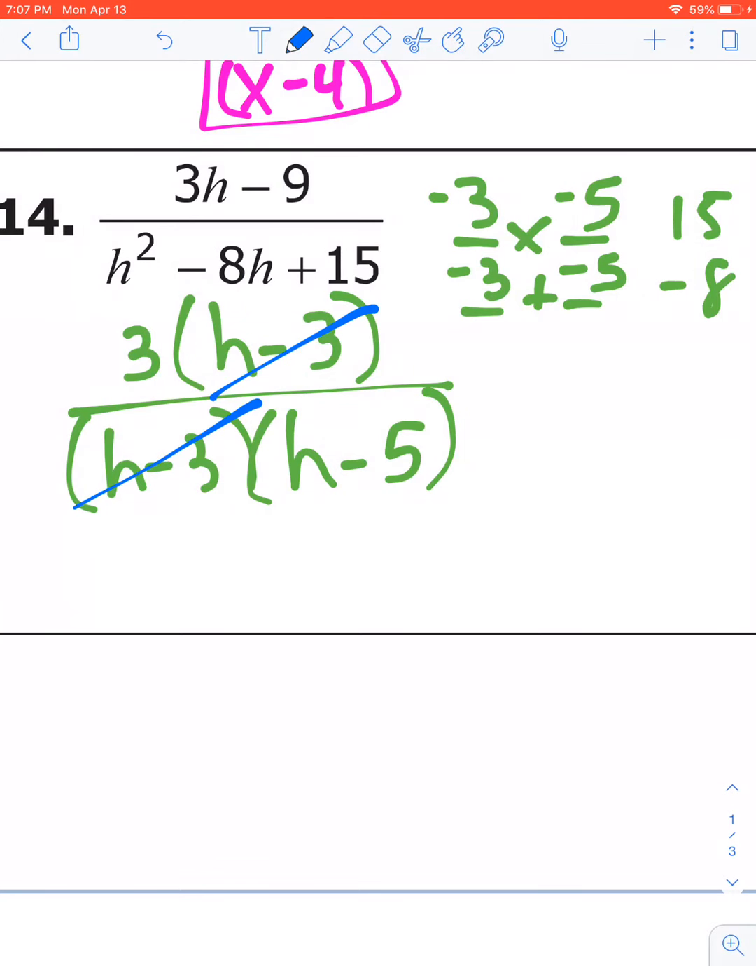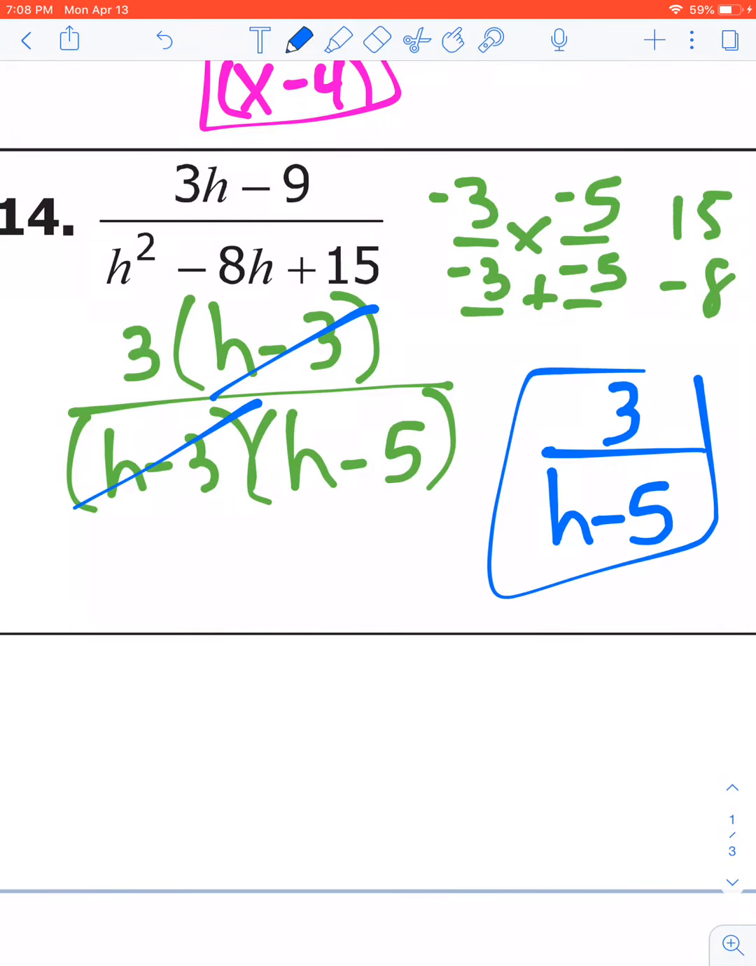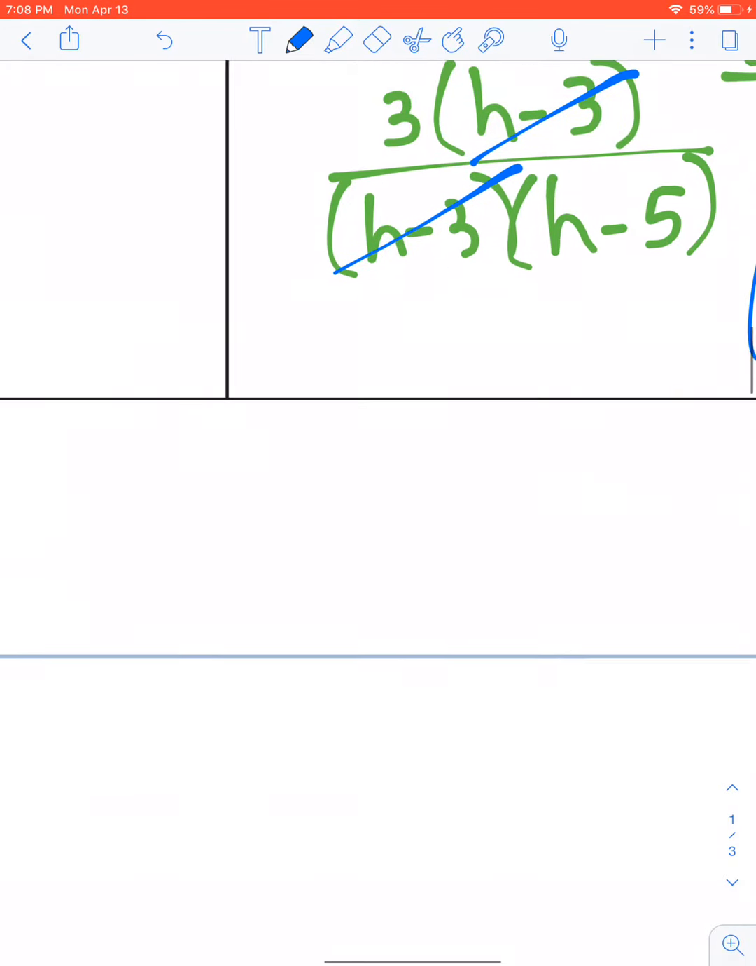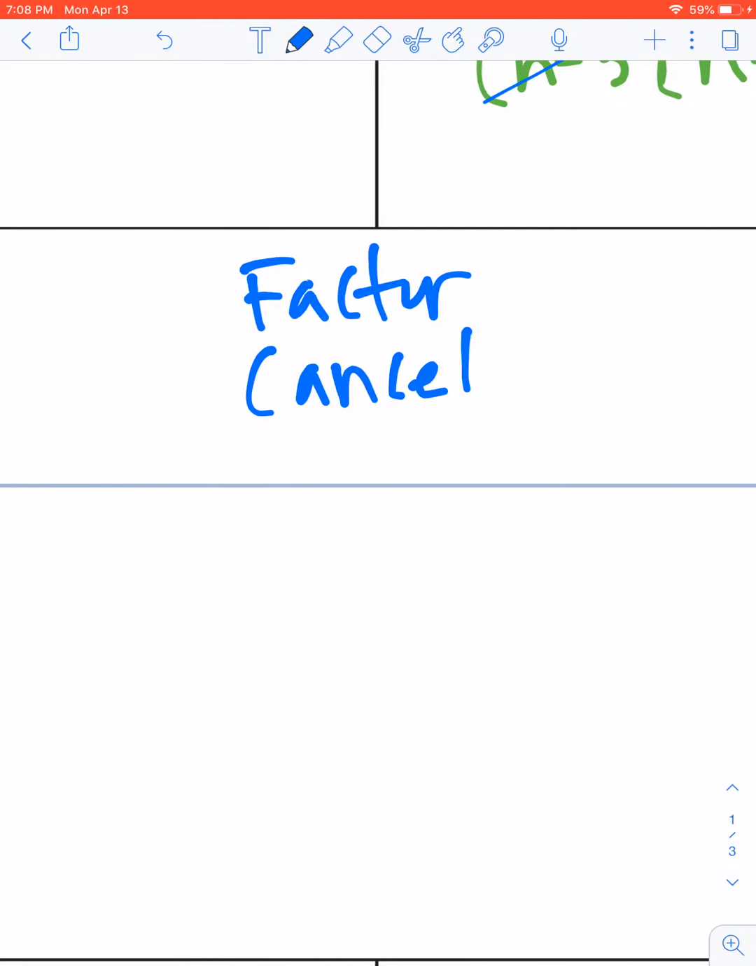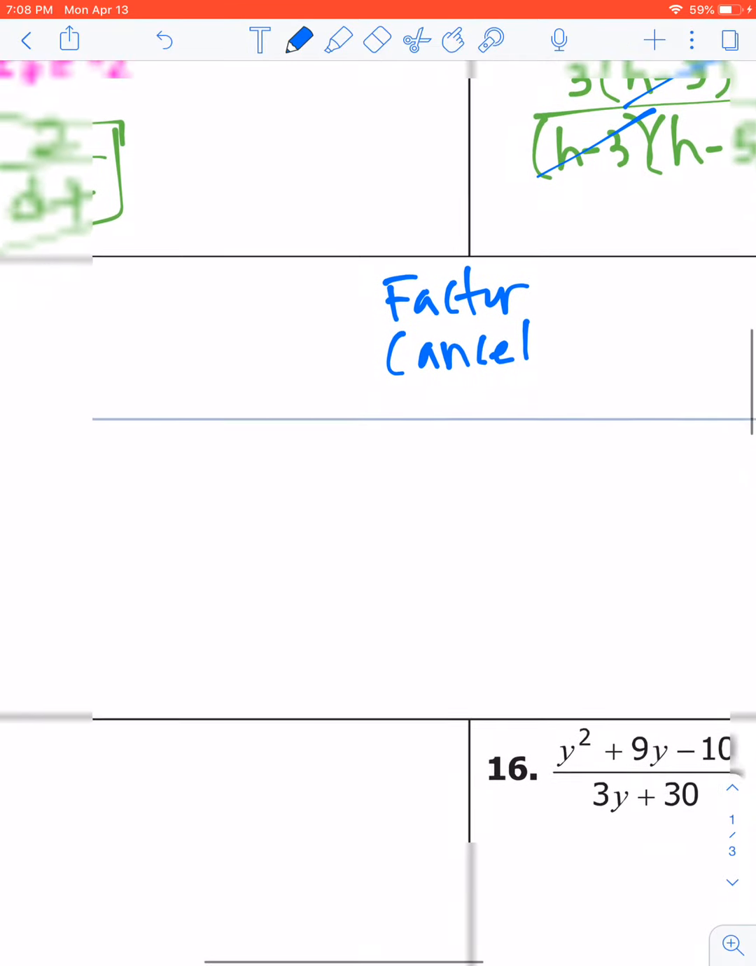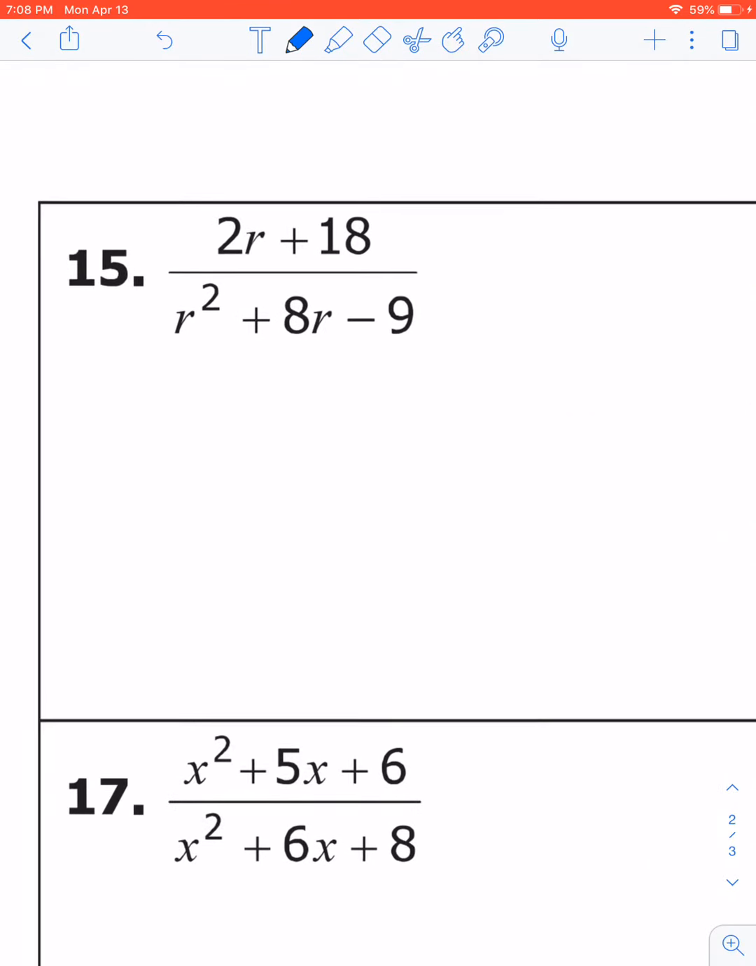H minus 3 and h minus 3 are both binomials, leaving me with a final answer of 3 over h minus 5. At this point, if you want to try a few on the homework and stop, that's great, because the rest of this is really just factoring. It's reminding ourselves of factoring. So just remember that we're going to factor, cancel, and if you need help with your factoring, please continue watching the video. All right, here we go.